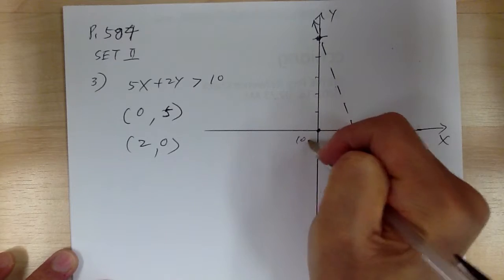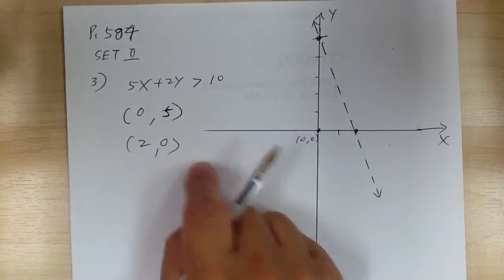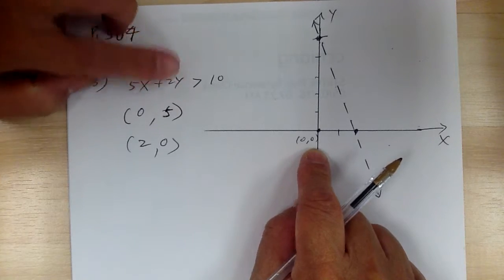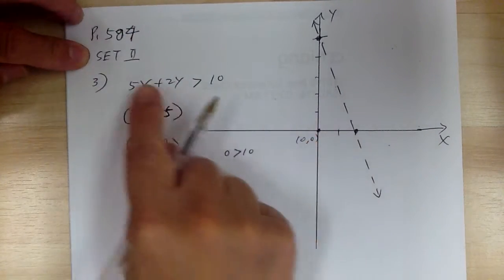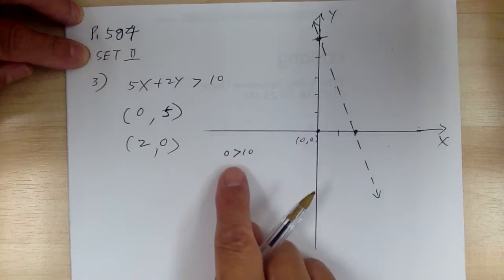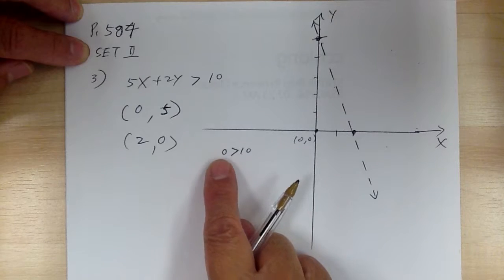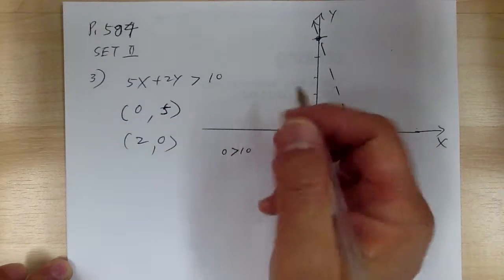So this point is (0, 0), and I'm going to substitute into here. The reason I choose (0, 0) is because everything will be gone. So when you substitute this in, you get 5 times 0 plus 2 times 0 is greater than 10. You end up with 0 is greater than 10. So this is false.